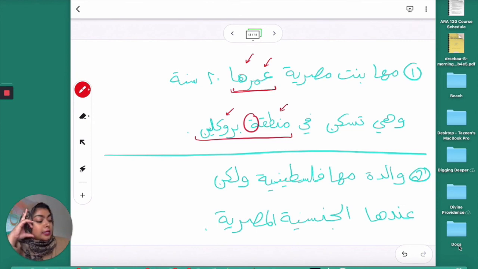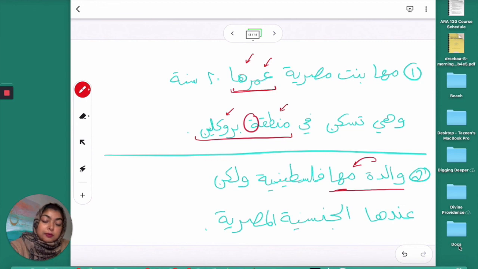منطقة Brooklyn, even when you say it, it sounds like it's one phrase that goes together. Okay, so now let's look at اثنين. رقم اثنين والدة مها فلسطينية ولكن عندها الجنسية المصرية. والدة مها, so mother مها. What structure is this when we say والدة مها? I'm even giving you a clue by pronouncing it as والدة مها. Whose mother? Maha. So that's an example of إضافة. You have an indefinite word and a definite word. Maha is definite because it's her name. So whose mother is it? Maha's mother. That's an example of إضافة.